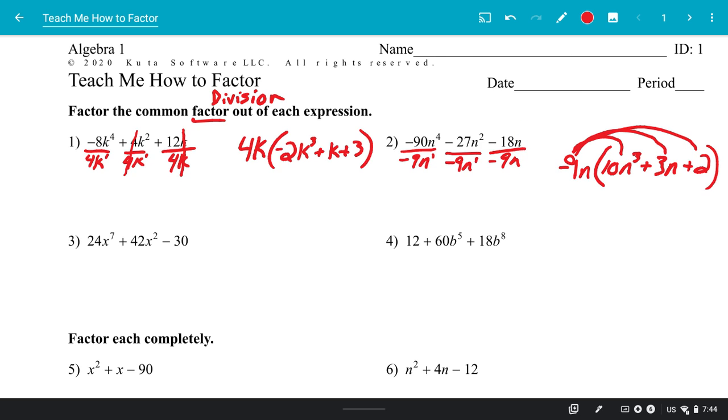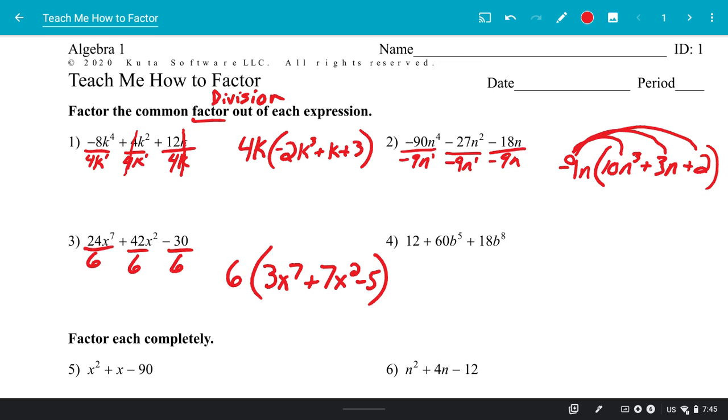We'll try the second row. Number 3. What's the largest number I can pull out of 24, 42, and 30? I can pull out a 6. And since there's no x value here, I can't pull out an x like I could in the first two. I can only pull out a 6. Now that makes it a little easier because now my variables won't change. I just have to go 24 divided by 6 is 3x to the 7th. 42 divided by 6 is 7x squared. And 30 divided by 6 is a -5. A little easier when there's no variable in all the spots.